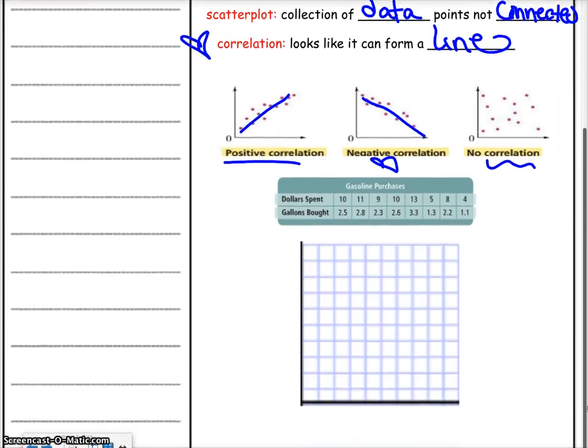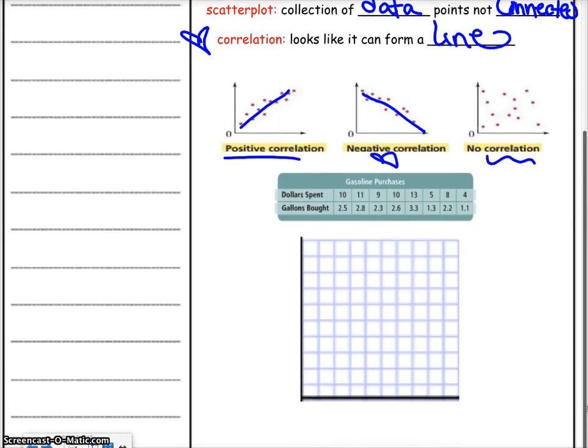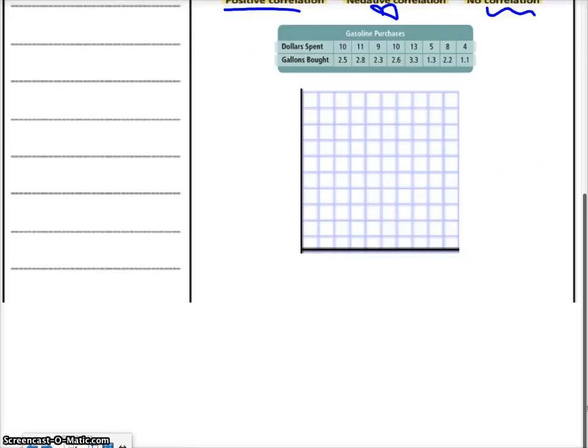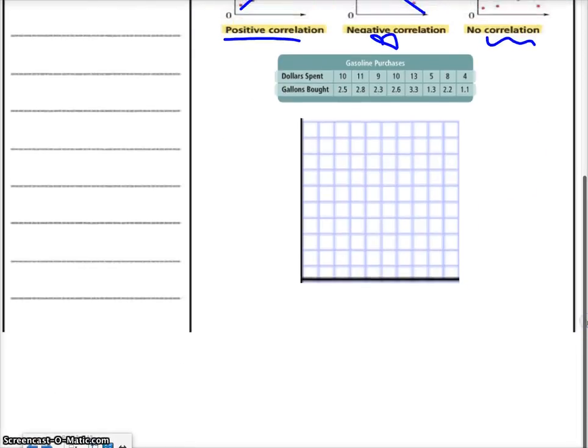All right, let's go ahead and create a scatter plot. Now, this is where you're probably not going to love it very much. You're going to have to be careful about scaling, and you're also going to have to realize you're going to estimate points. These are estimated values. You don't need to get your ruler out and be exact.